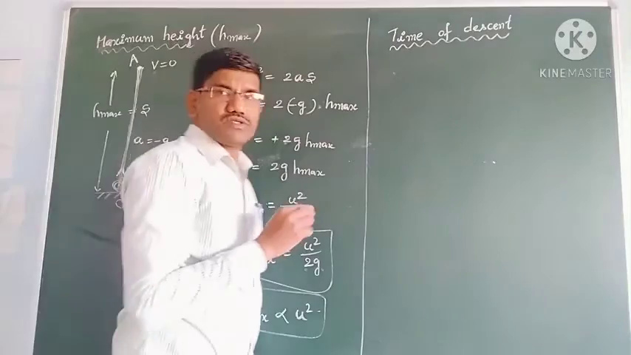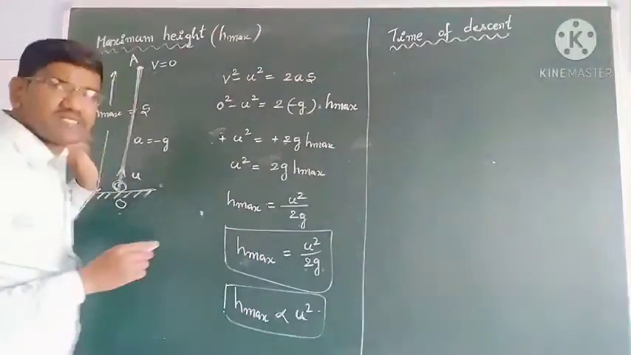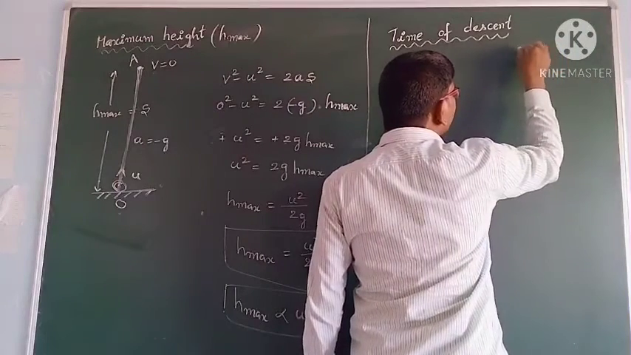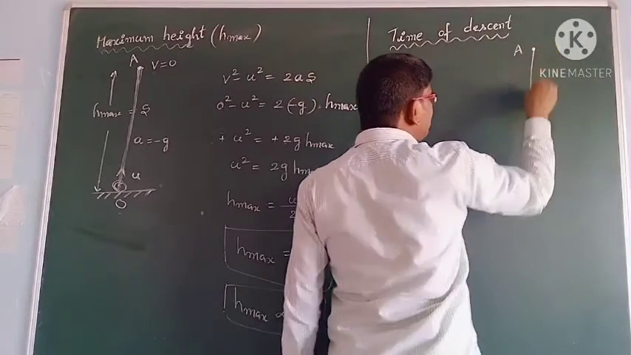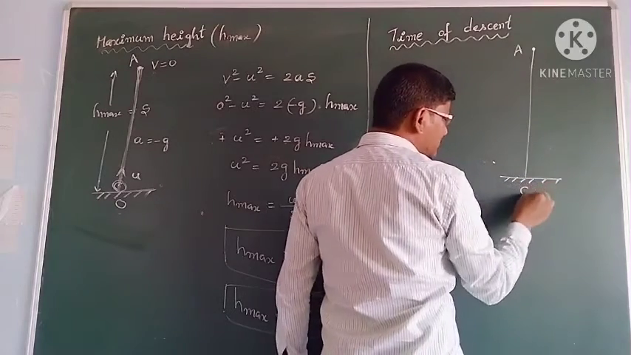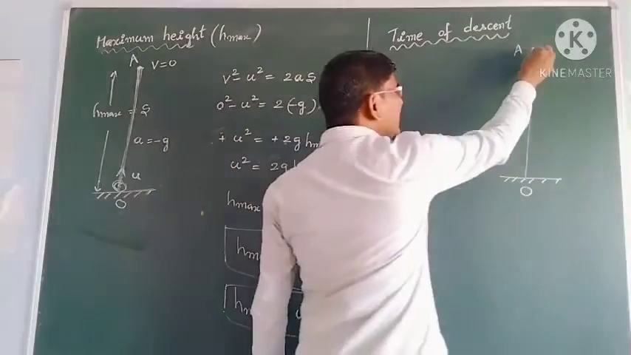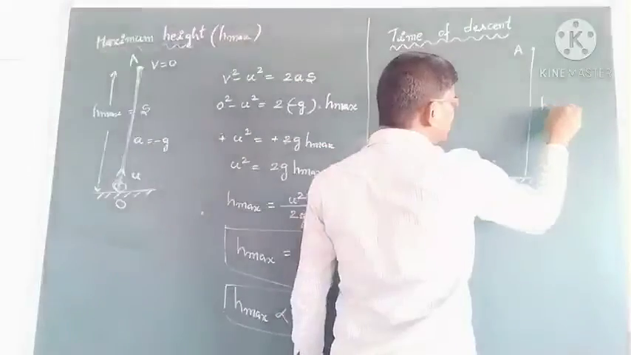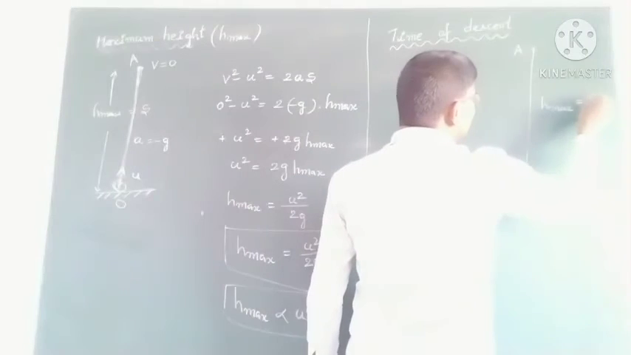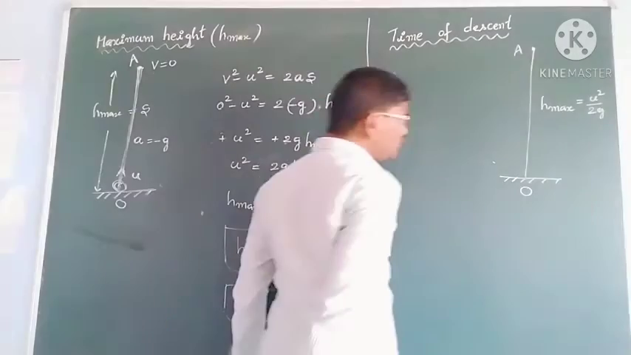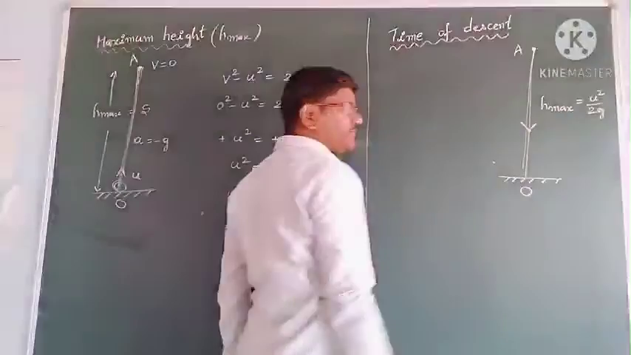Okay. So the downward journey is in the same path. I am drawing like this. See, the object is at A, students. Okay, students, and this is the O. We know that this A is the maximum height also. So this is called h maximum, and this h maximum value you know how much? u square by 2g. Now it is falling freely from that maximum height.